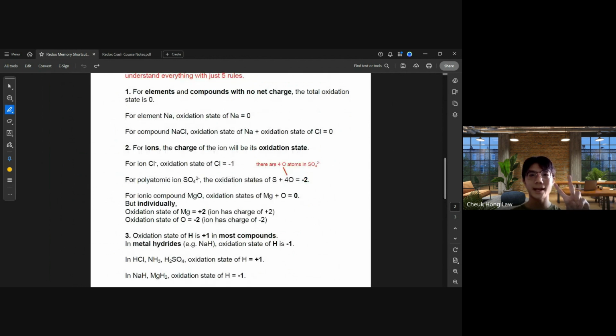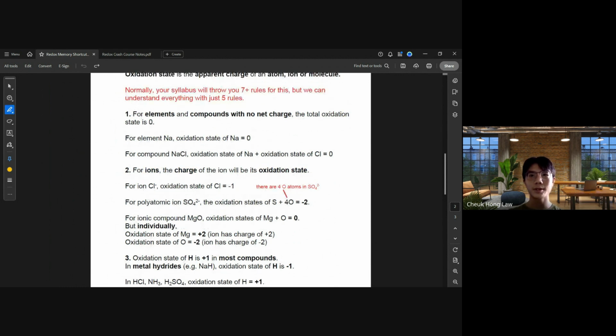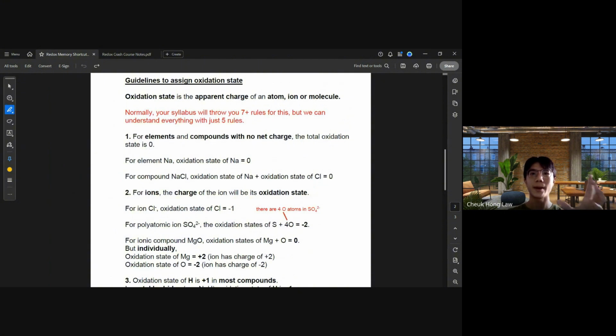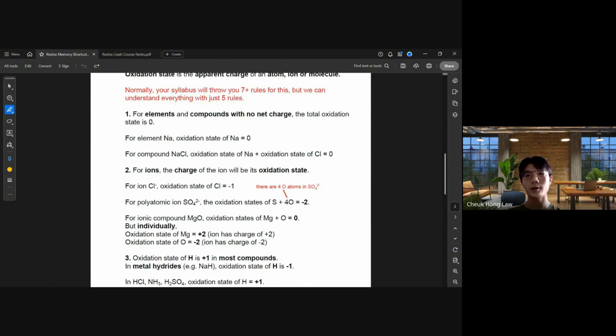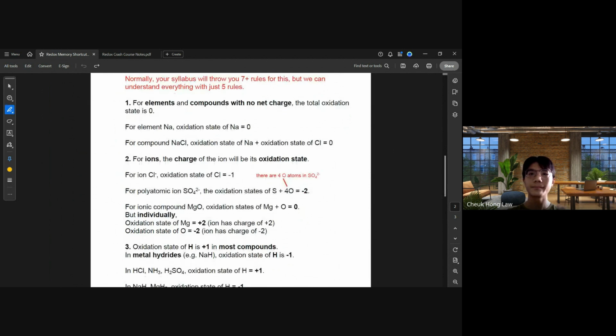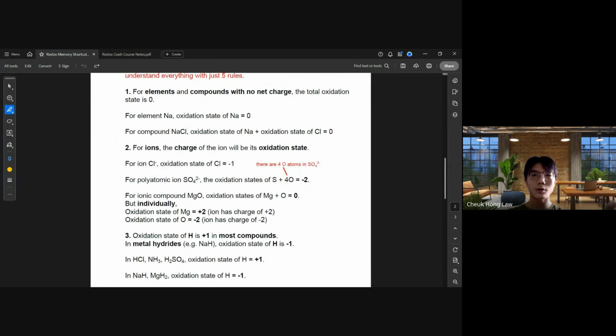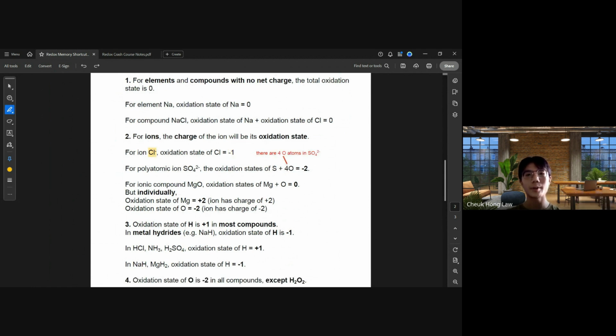Okay, then for the second rule, for ions, the charge of the ion will be its oxidation state, because I already said oxidation state is the apparent charge. So for ions, the charge is the oxidation state. If we think of chloride ions, what is the charge of chloride? It is -1. So what's the oxidation state? -1. Pretty simple. But what about polyatomic ions?